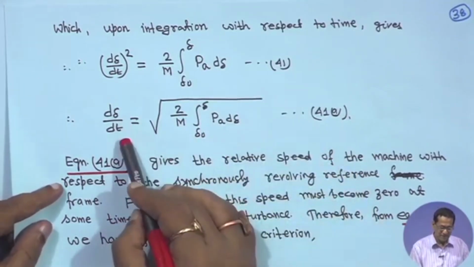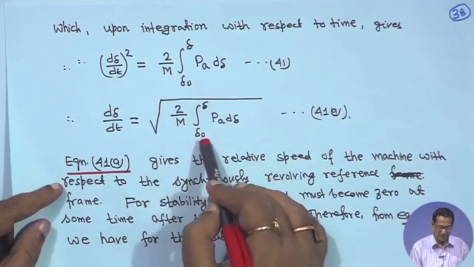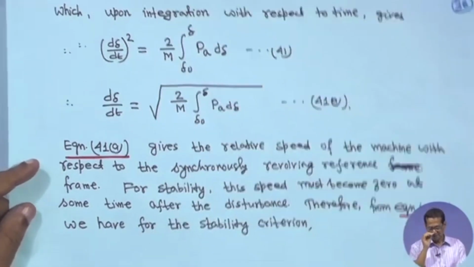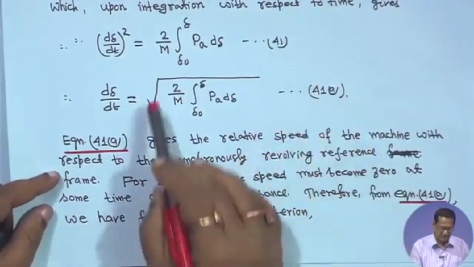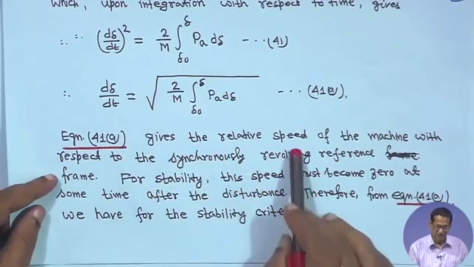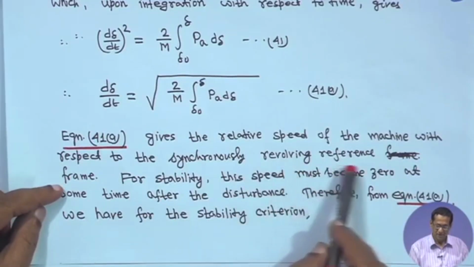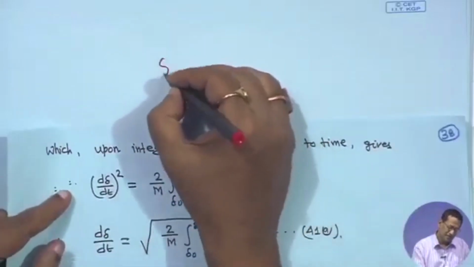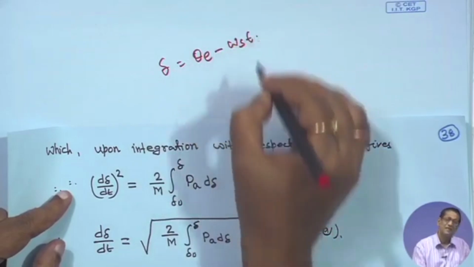So, dδ/dt is equal to √(2/M) times the integral from δ0 to δ of (Pa) dδ. This is equation 41a. Now, this equation 41a actually gives the relative speed of the machine with respect to the synchronously revolving reference frame. We assume that δ is equal to θe minus ωs t.